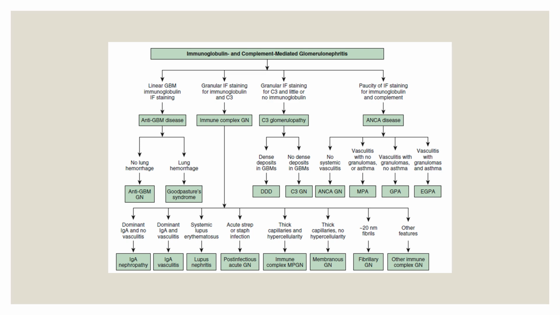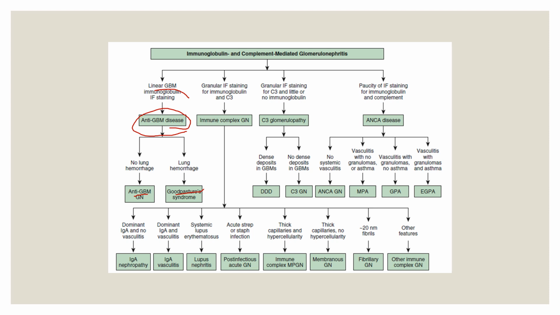We'll see an overall picture of different glomerulonephritis and how to identify them. So these are the key terms that would be given maybe in exam. So you have linear GBM immunofluorescence staining for immunoglobulin, so it can be anti-GBM disease. With lung hemorrhage, you call it Goodpasture syndrome. If there is no lung hemorrhage, it is just anti-GBM glomerulonephritis.